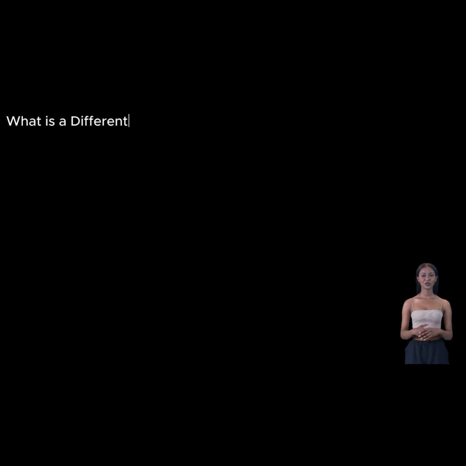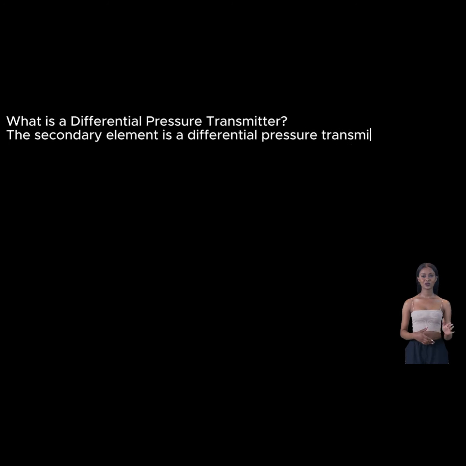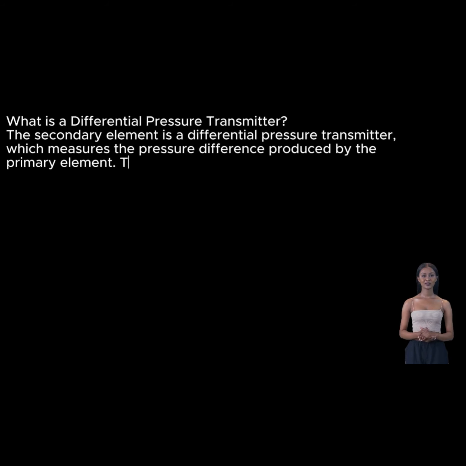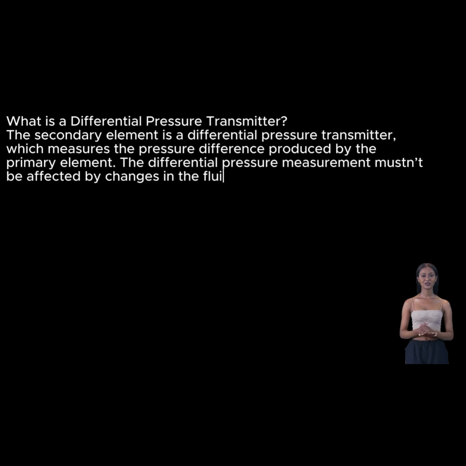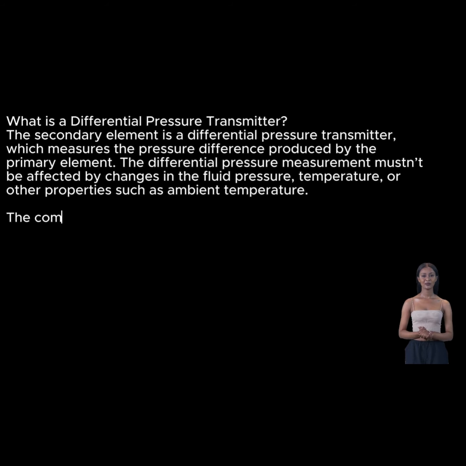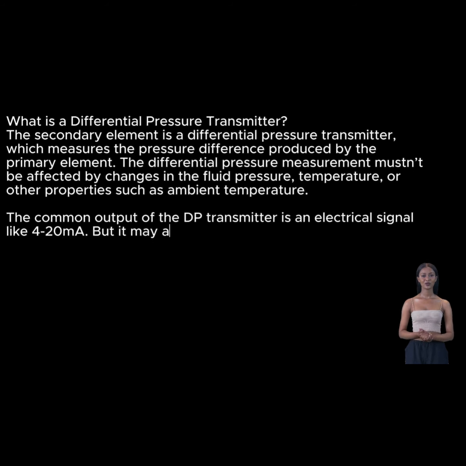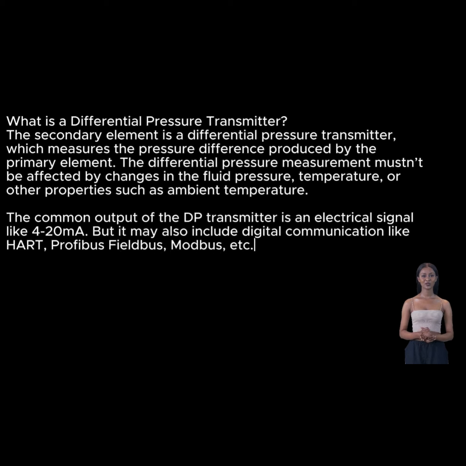What is a differential pressure transmitter? The secondary element is a differential pressure transmitter, which measures the pressure difference produced by the primary element. The differential pressure measurement must not be affected by changes in the fluid pressure, temperature, or other properties such as ambient temperature. The common output of the DP transmitter is an electrical signal like 4 to 20 milliamperes. But it may also include digital communication like HART, Profibus, fieldbus, Modbus, etc.